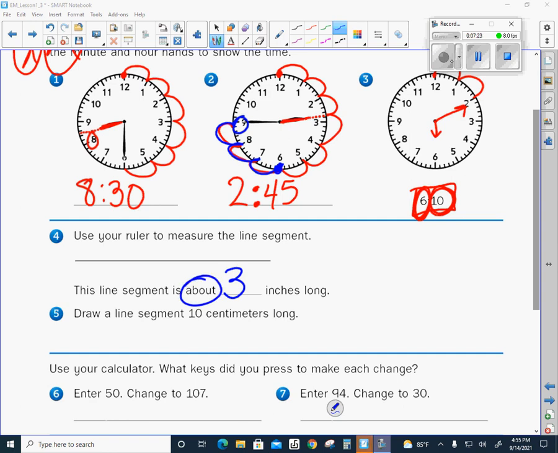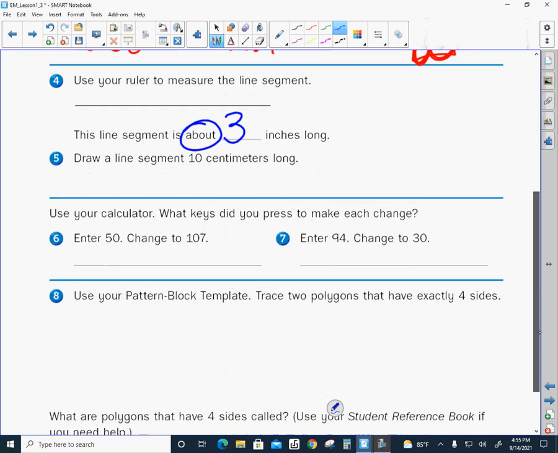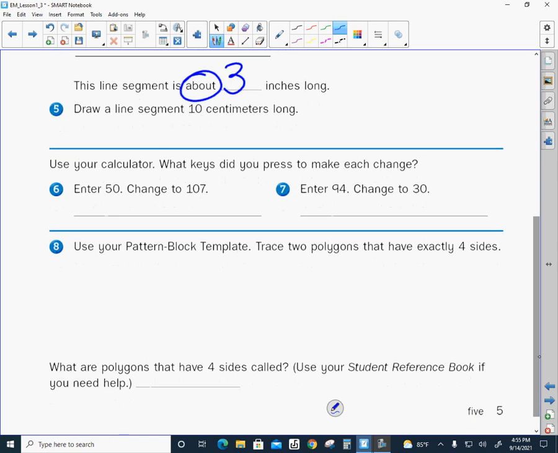And then you were to draw a line segment that is 10 centimeters long. So that's kind of hard for me to do that here on my smartboard screen, but you were to draw a line that's 10 centimeters long.